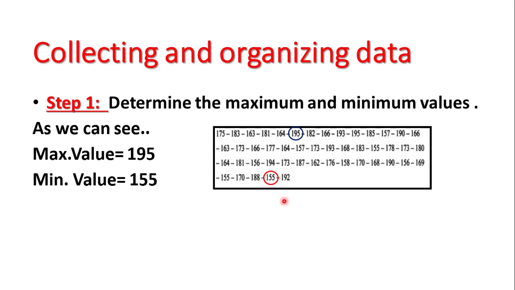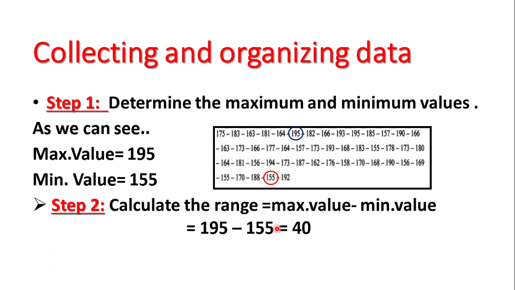Then we will calculate the range. The range is the difference between the two values. The range is the maximum value minus the minimum value. It means 195 minus 155. The range here is 40.